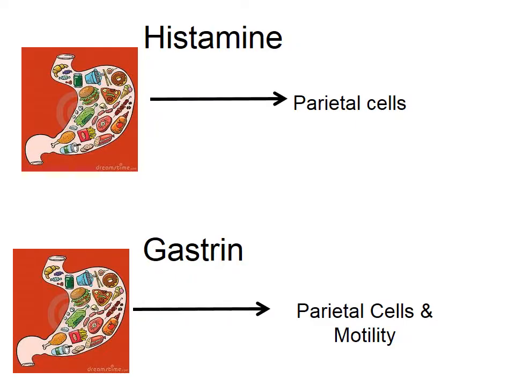Functions of the stomach's local hormones. Histamine stimulates parietal cells even more. Gastrin stimulates parietal cells and stomach motility even more. This isn't positive feedback, but you can see how the stomach is receiving multiple stimuli, nerves and hormones.